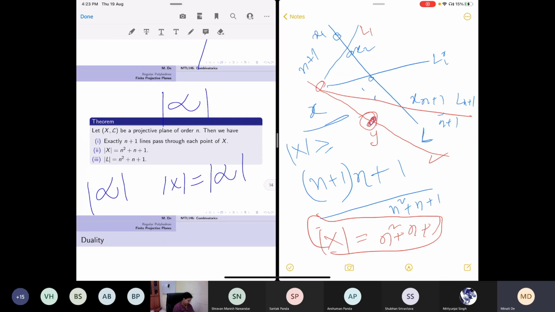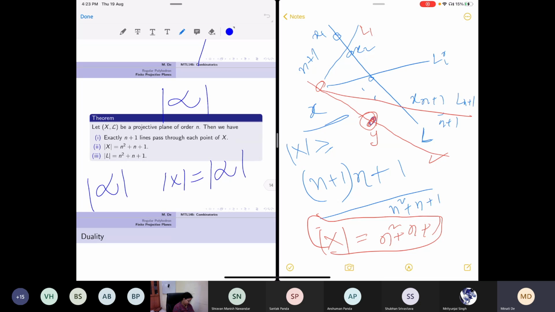Sorry, third statement, right? What is the third statement? So we are not going to prove it right now. Maybe we will see the proof as a consequence of some other fact.